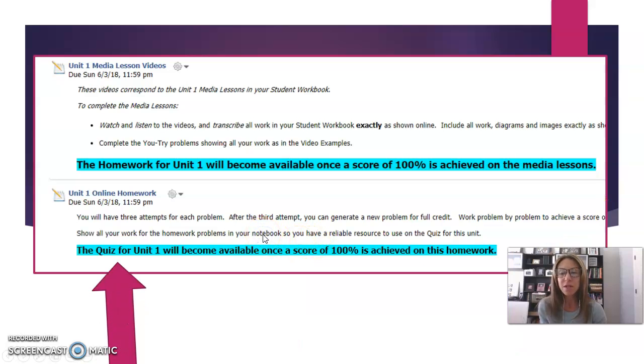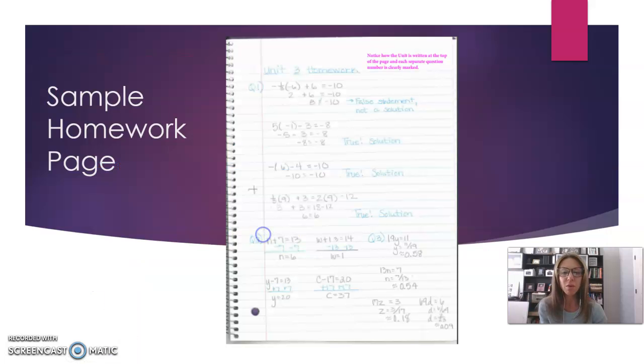So you can see how it says the quiz for Unit 1 becomes available once you achieve 100% on the homework. Here's what a sample homework page should look like. So you should have a separate spiral notebook or some blank paper in your 3-ring binder for you to complete your homework assignments. So even though you're entering your answers to your homework on your computer, you should still have a written record showing all your mathematical work.